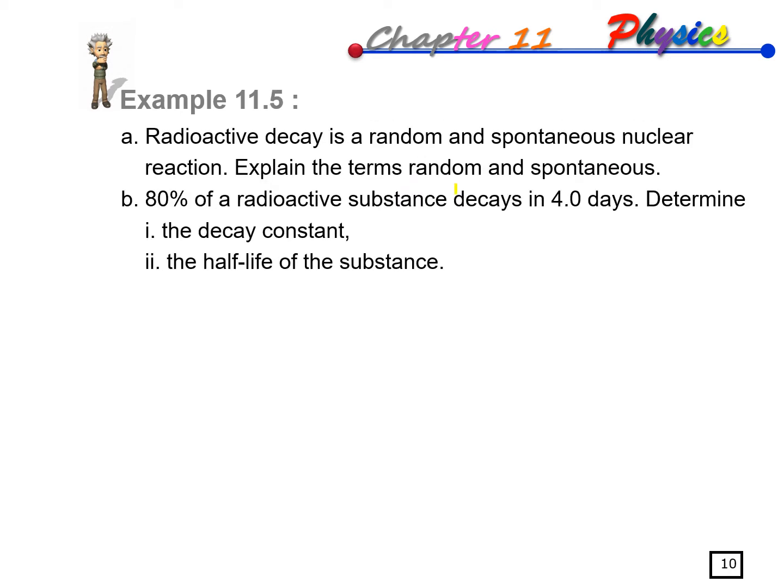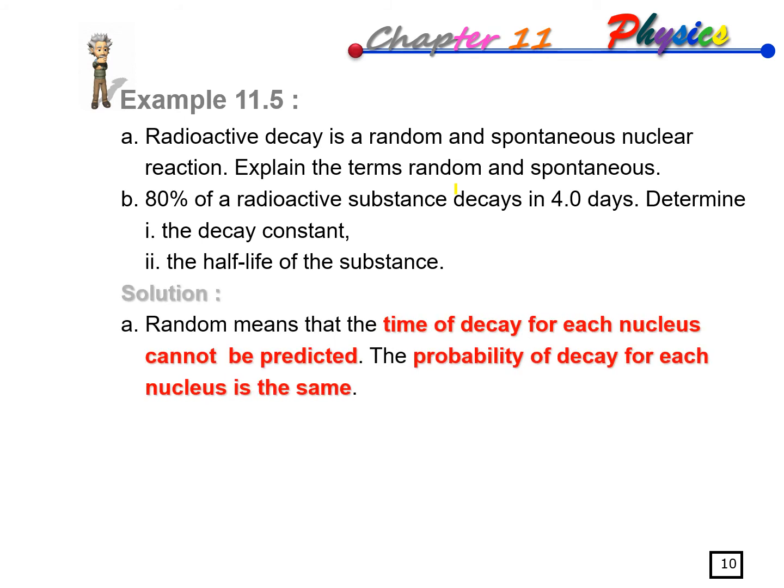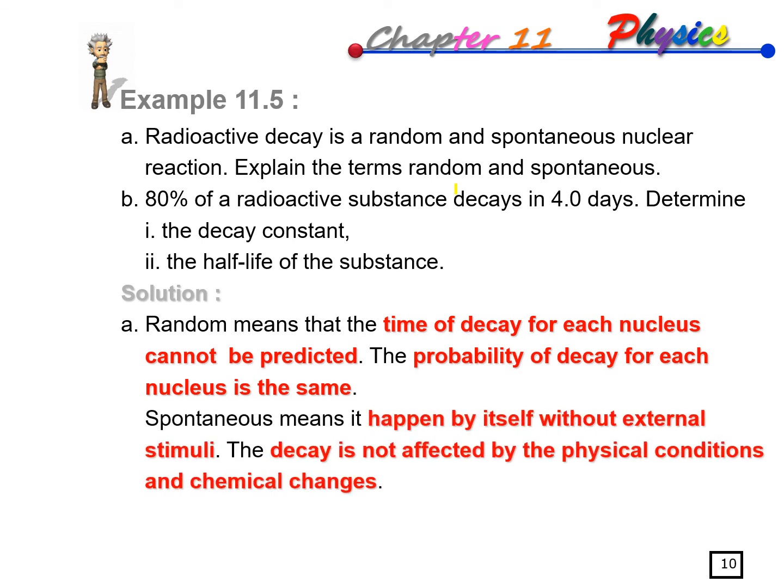Next, let us look into example 11.5. Radioactive decay is a random and spontaneous nuclear reaction. Explain the terms random and spontaneous. You can refer to the notes for the explanation. Part B: 80% of a radioactive substance decays in 4 days. They want us to determine the decay constant and the half-life of the substance. For the explanation, you can just go through it later.